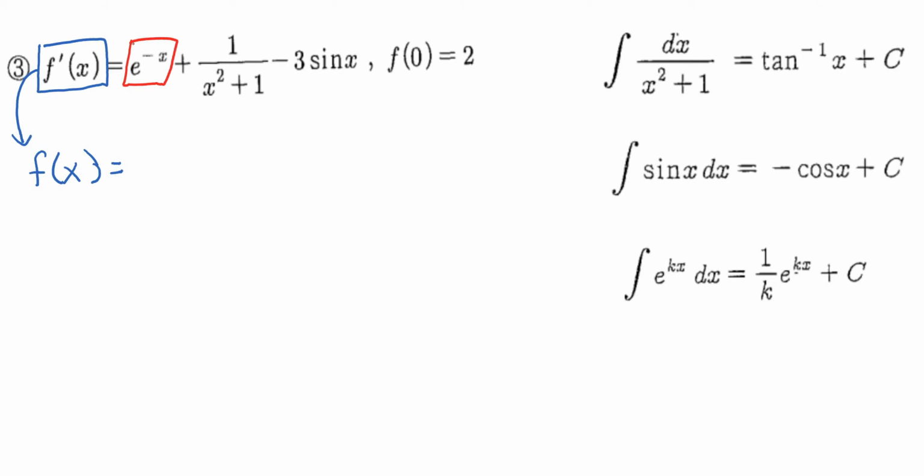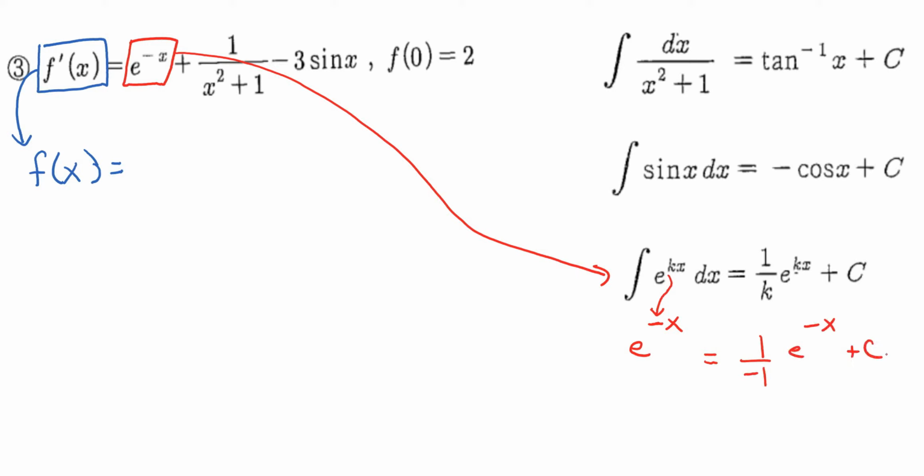So my first term is going to be e to the power negative x. And for that, I can just go down to one of my formulas down here. So if I have e to the power negative x, remember the k value here is going to be negative 1. So that's going to be, if I use the formula correctly here, 1 over negative 1, e to the power negative x plus c. And this part right here, 1 over negative 1, that's just going to be negative 1. So that's just negative e to the negative x. All right, so that's my first antiderivative. So I can write down negative e to the negative x.